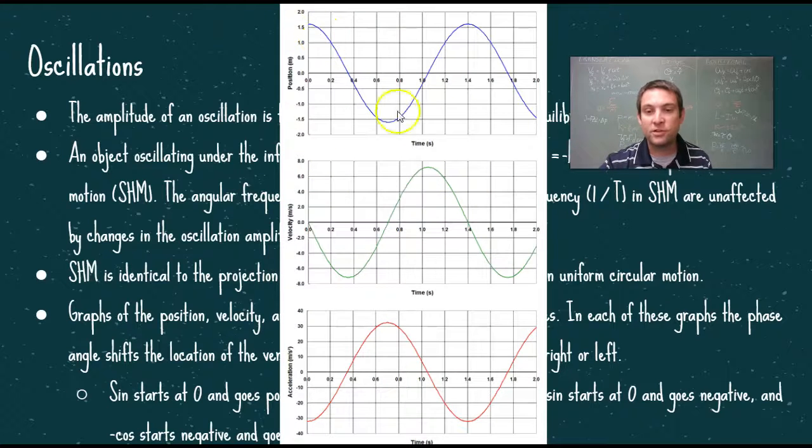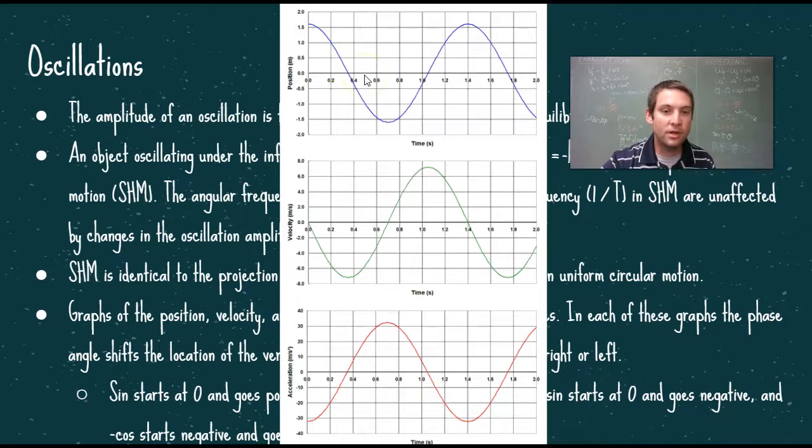An example of a position versus time graph, a sinusoidal curve, is here. This is not a sine graph, though, because notice it starts positive and then goes to 0. So this is a cosine graph. So the function in the equation would be cosine.